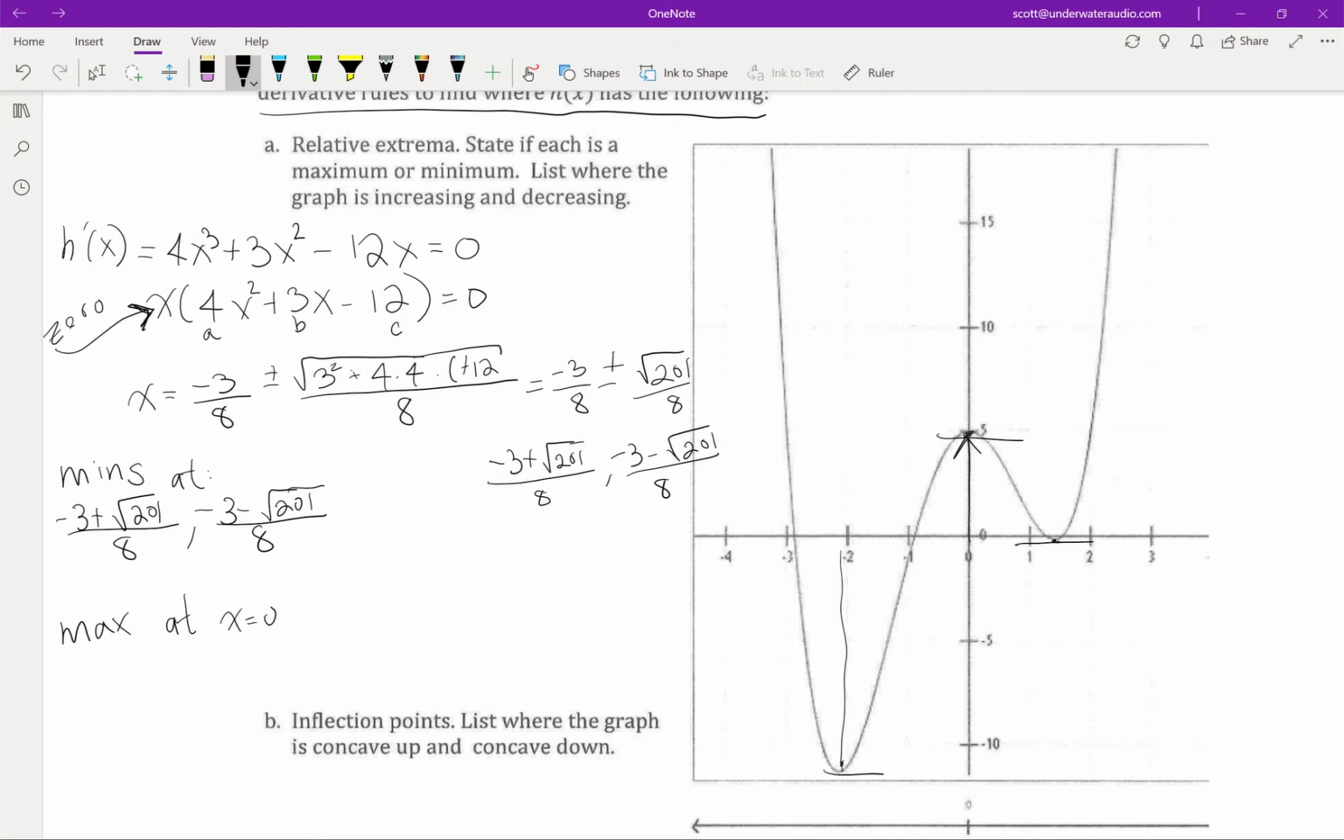And then looking at the graph, I can say where it's decreasing and increasing. So it's decreasing from -infinity all the way to this point, which I found to be -3 minus the square root of 201 over 8. And then it's also decreasing from 0 to this next minimum, -3 plus the square root of 201 over 8. And then it's increasing at the other places.